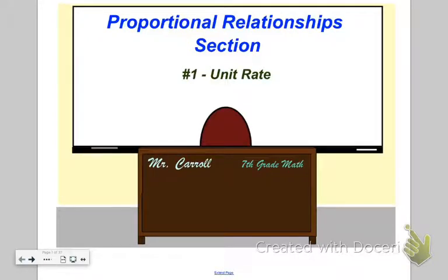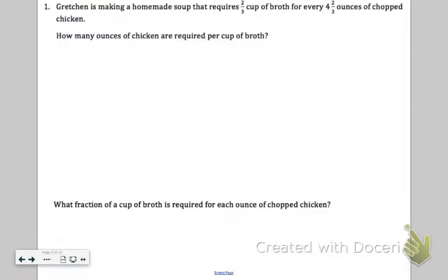Hello, 7th graders. Let's get started on our winter break packet. Let's begin with our proportional relationships section. We'll start with number 1 on unit rate. Go to number 1 in your packet, please.